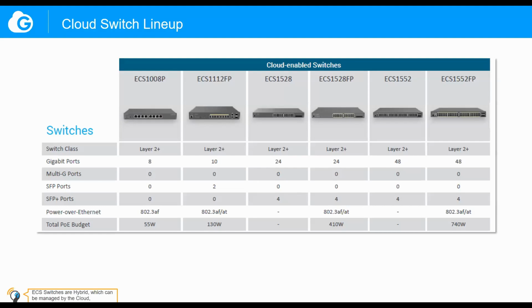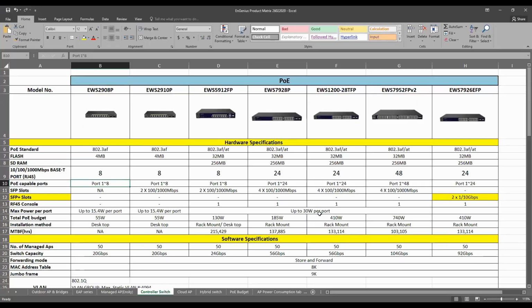Okay, apart from the cloud switches, we actually have EWS switches as well. One unique feature of the EWS switch is that it has a built-in controller function, so you can manage up to 50 APs on an EWS switch. On the cloud switch, it doesn't have the controller function at all in terms of managing APs.